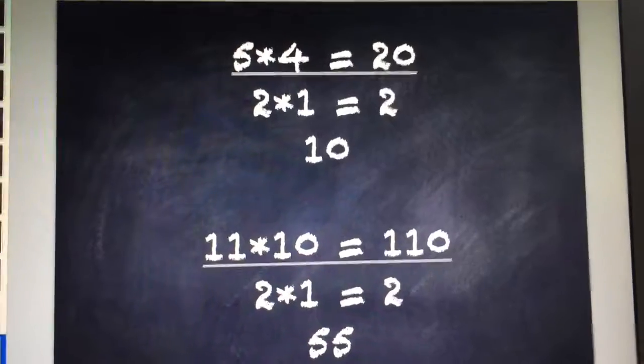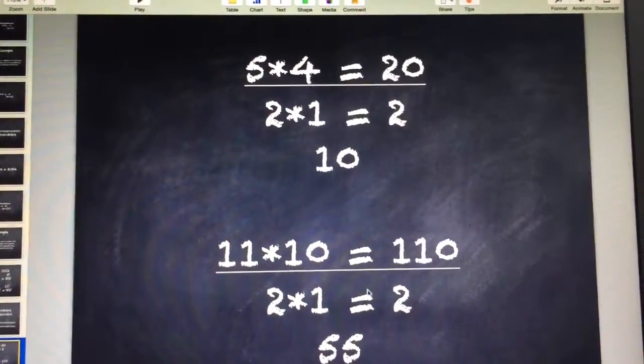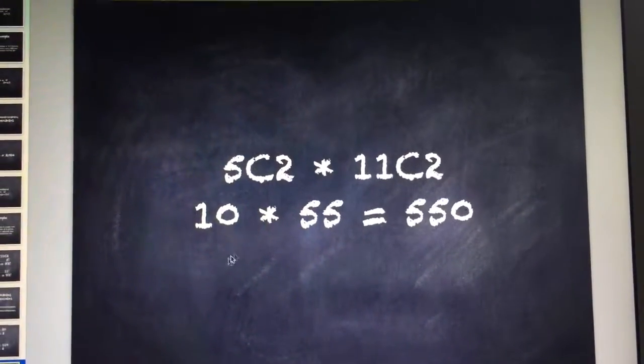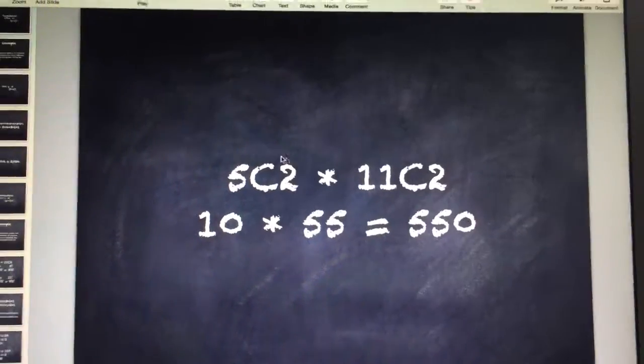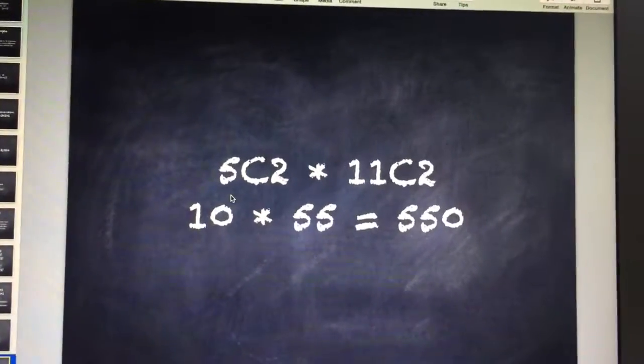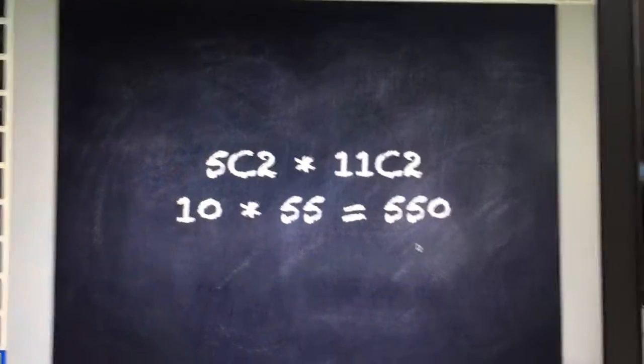At the end, we simplify our fractions even lower, and 20 divided by 2 equals 10, and 110 divided by 2 equals 55. Therefore, if we plug into our formula, we must multiply the 2 combinations. We got both numbers, 10 and 55. We multiply those together, and we get the total combinations. We get 550.